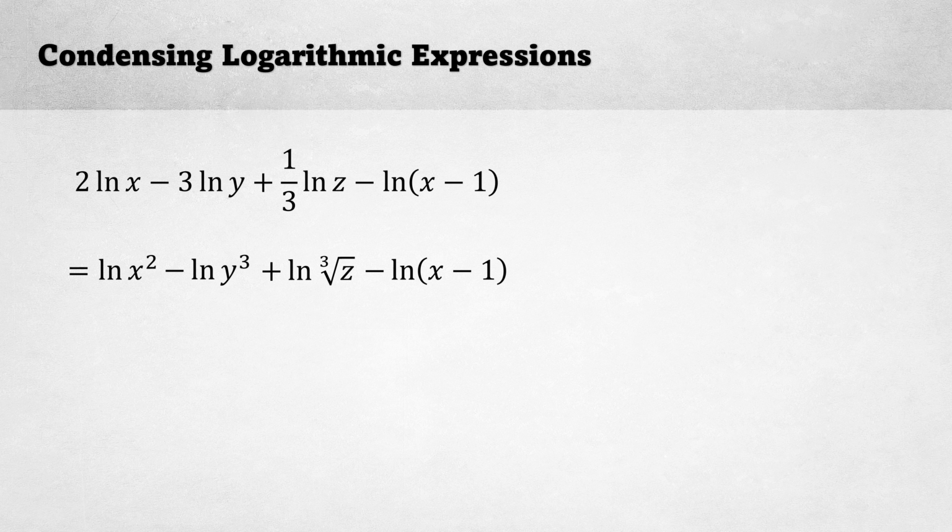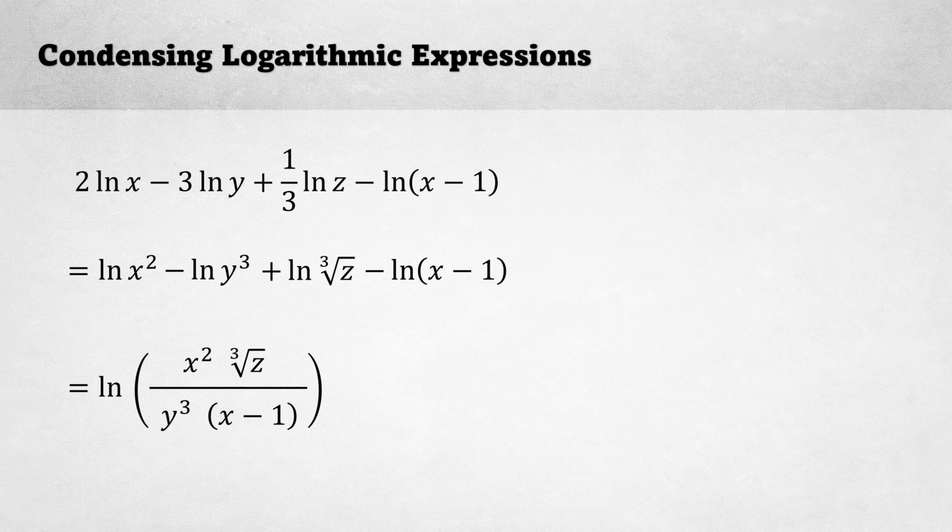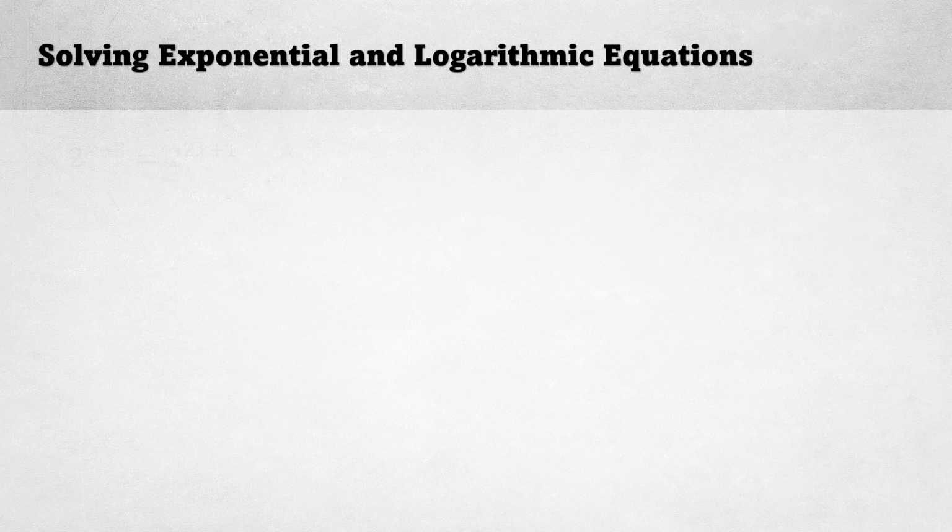And then the input of any positive log goes to the numerator of the input of the condensed log, and the input of any negative log goes to the denominator of the input of the condensed log. So we get natural log of x squared cube root of z in the numerator, because they were inputs of positive logs, over y cubed times x minus 1 in the denominator, because they were inputs of negative logs.